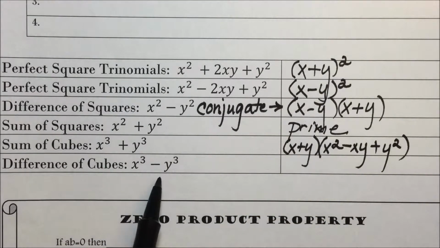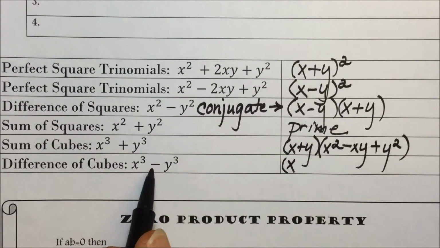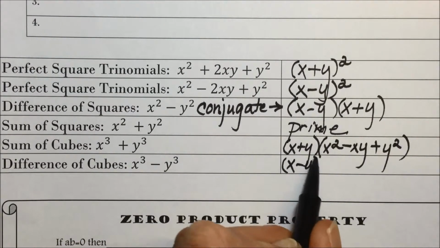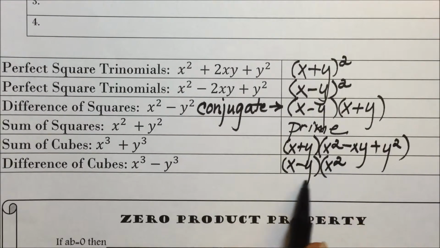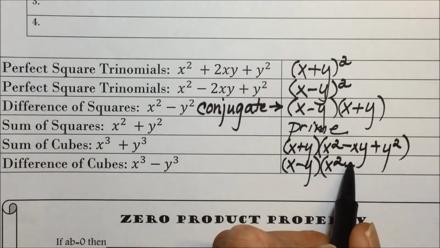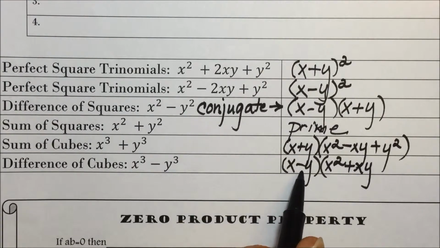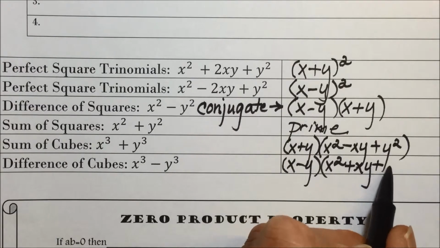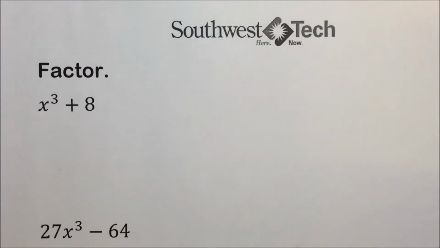And when we have a difference of cubes, essentially the same pattern. It's the cube root of the first term, same sign, cube root of the second term, square of the first term, x squared is x squared, opposite of what we have between the two, so it'll be a plus, product of the two cube roots, so it's xy, and then the square of the last term, negative y squared is plus y squared. And this is the form that we will use to help us factor differences of cubes or sums of cubes. Let's take a look at some examples.